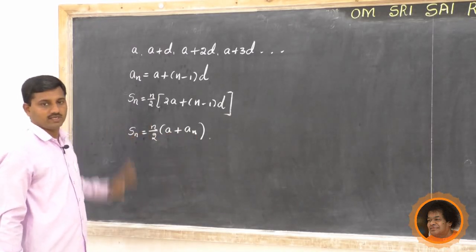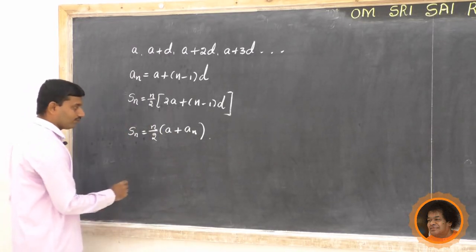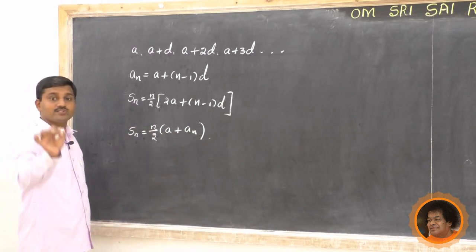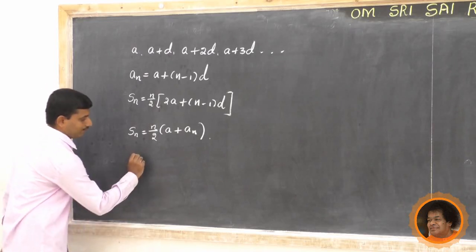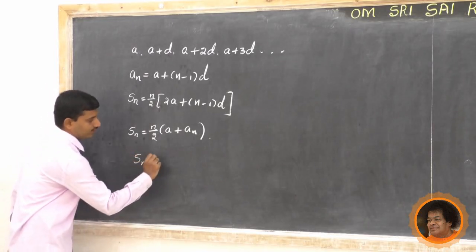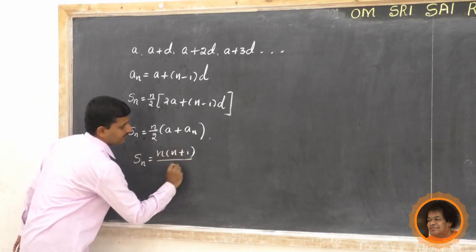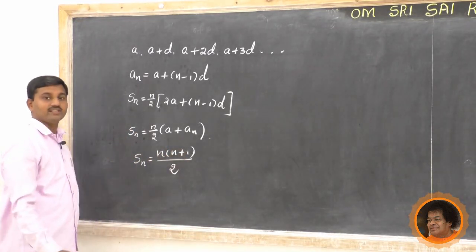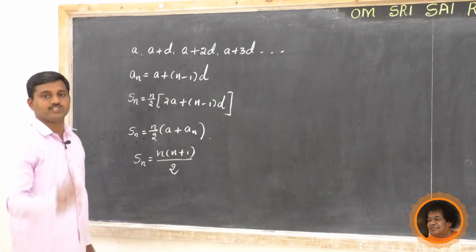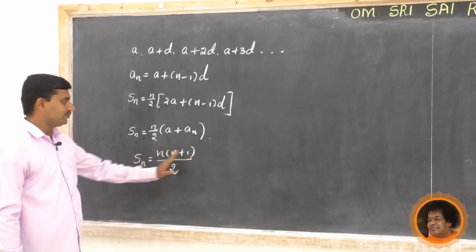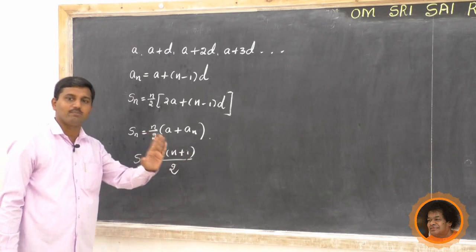n, number of terms. And one more formula, the sum of n positive integers. Sn equal to n into (n plus 1) divided by 2. So this is the formula to find the sum of n positive integers, n into (n plus 1) by 2, where n means the number of terms.